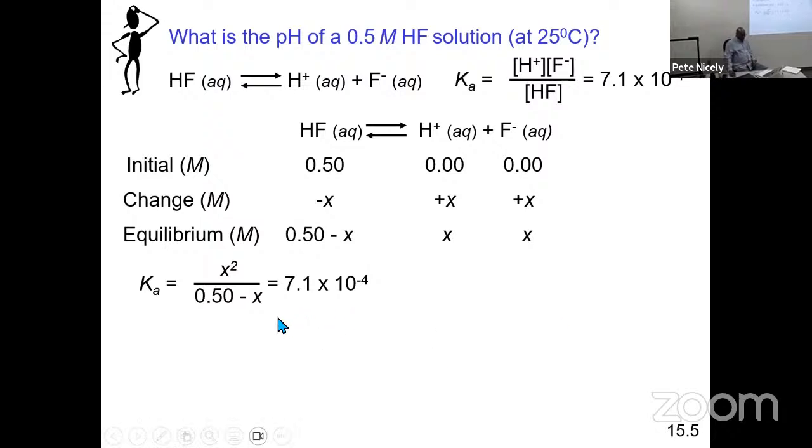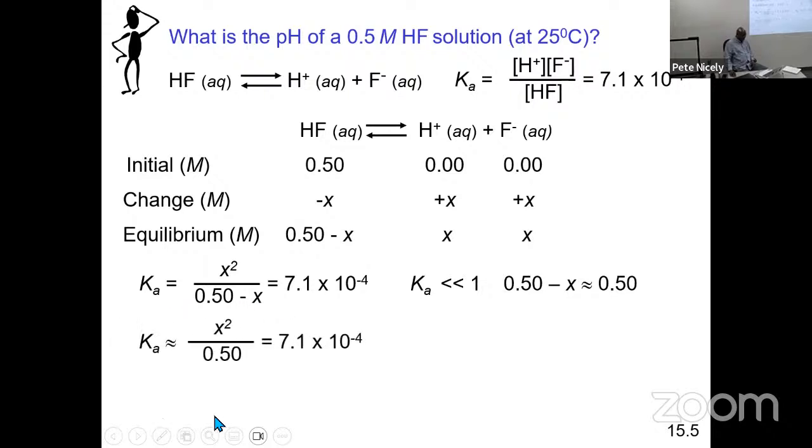Well, one thing you can do is you can assume that because the acid is weak, because Ka is much less than 1, we can assume that this part here, 0.50 minus X, would be approximately equal to 0.50. In other words, X is so small compared to the 0.5 that 0.5 minus X is approximately 0.5, right? Now that makes life easier in terms of our calculation, because what that means is that the denominator here becomes 0.50. And then all we have to do is solve for X.